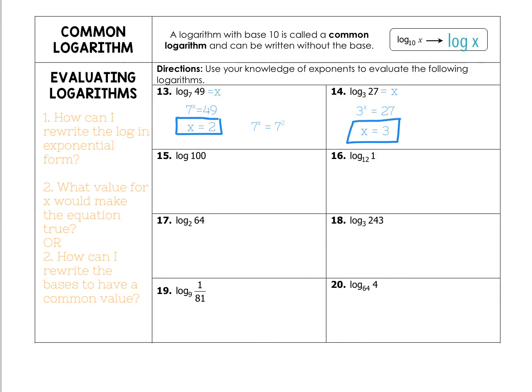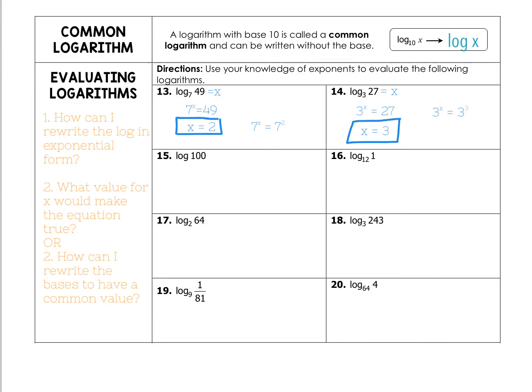However, if I'm struggling a little bit with those logs, I can write that equation to have a common base. So obviously 3 would be the base. And then rewriting 27 with a base of 3 would put it 3 to the third. And now I have a simple same base, so x equals 3. All right, let's look at 15.